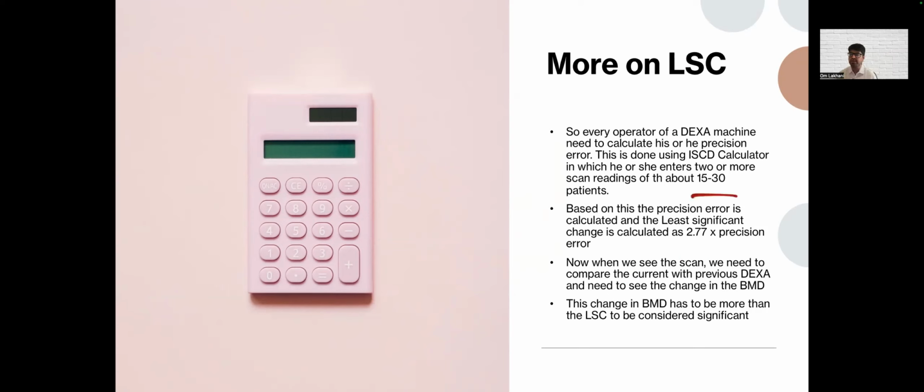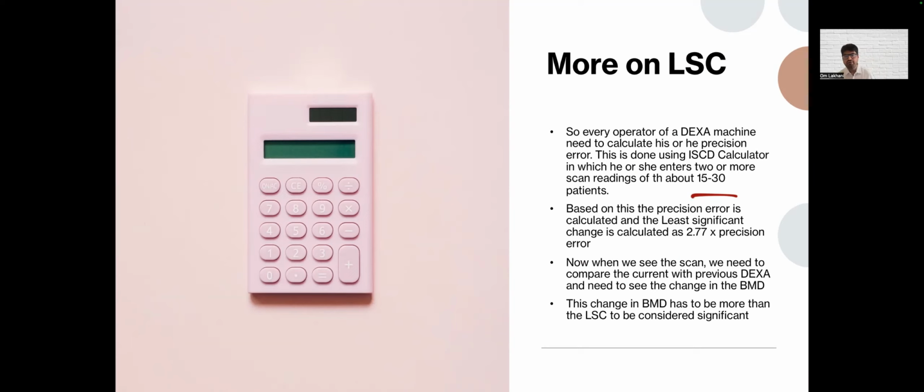Generally you need about 15 to 30 patients' data, at least 2 scans in each of them, and then you need to put this data into the calculator. The ISCD calculator will give you what is known as the precision error. And when you get the precision error for the technologist, then you do 2.77 into precision error, which will give you the least significant change.